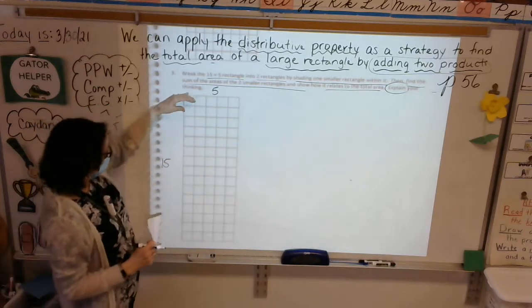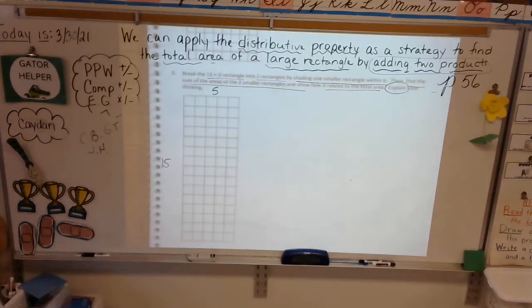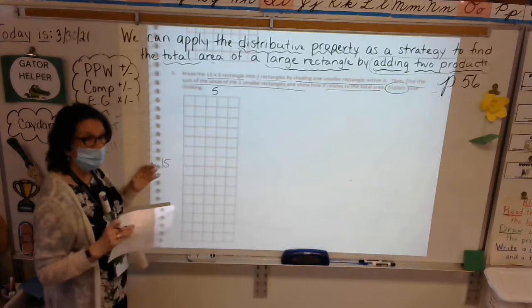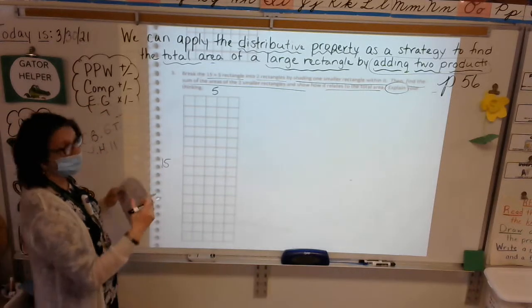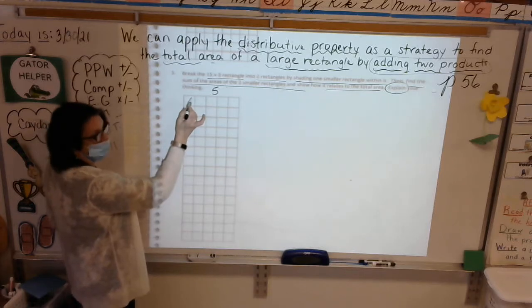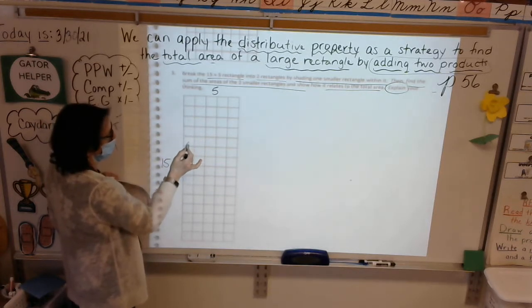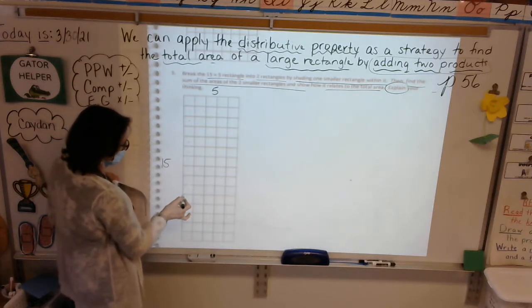Well, how could I break 15 down? What have we been using consistently to make our multiplication sentences easy? What factor have we been using consistently, Jackson? We have been using 10. Nice job, Jackson. On almost every example when the number's above 10, we've been using 10. So let's count down 10. Count with me, class. 1, 2, 3, 4, 5, 6, 7, 8, 9, 10. After 10, let's draw a line.